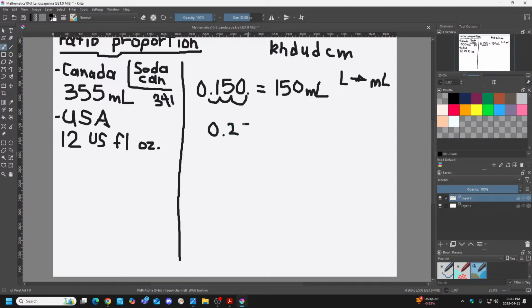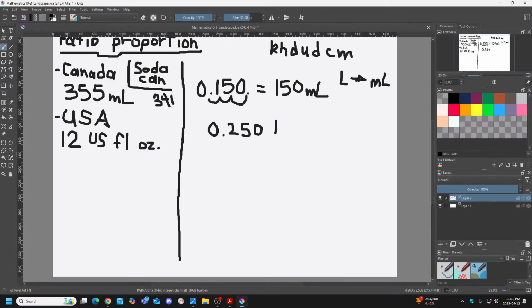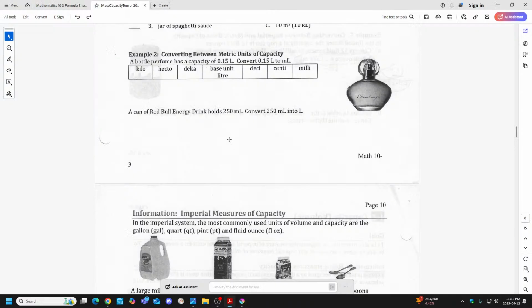0.25. I mean, we could still put the extra 0. It's just kind of up to you. And we're converting it to liters. So there we go. It's a quarter of a liter. Okay.